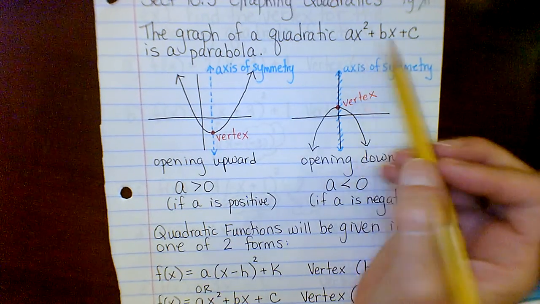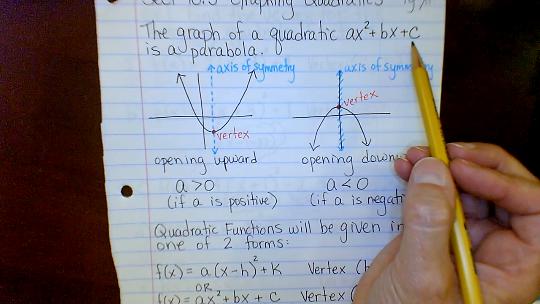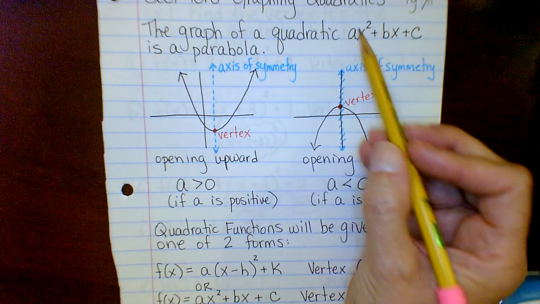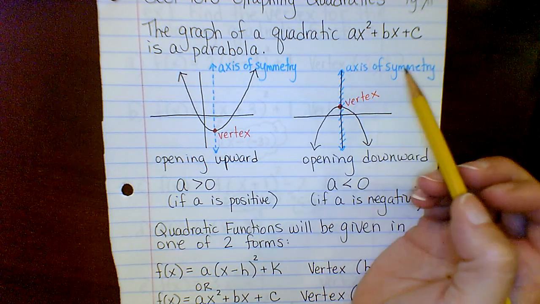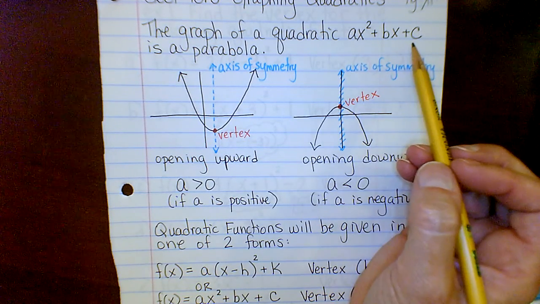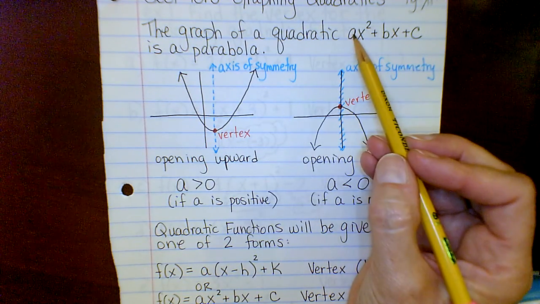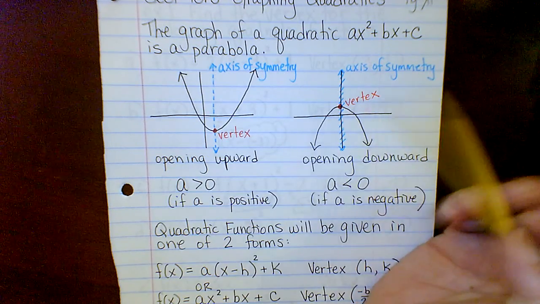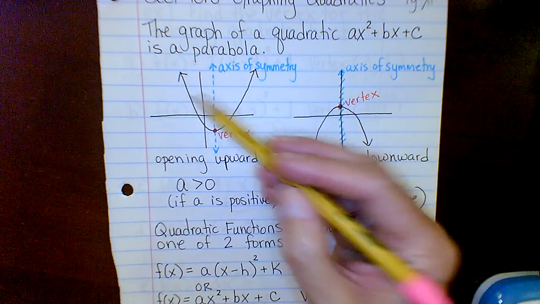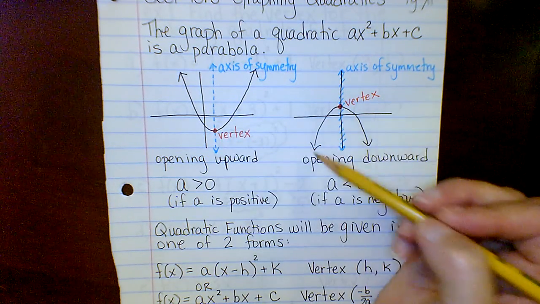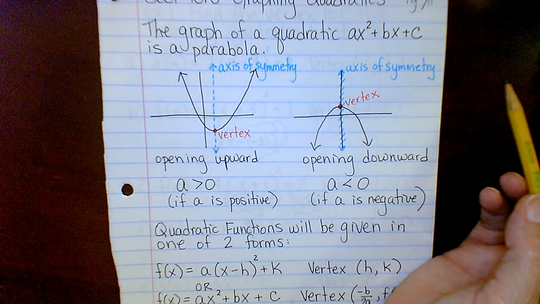So looking at a quadratic function in standard form, this coefficient of x squared, this a value that we're used to from the quadratic formula, tells us which way the parabola opens. If a is positive, it's going to open upward. If a is negative, it's going to open downward.